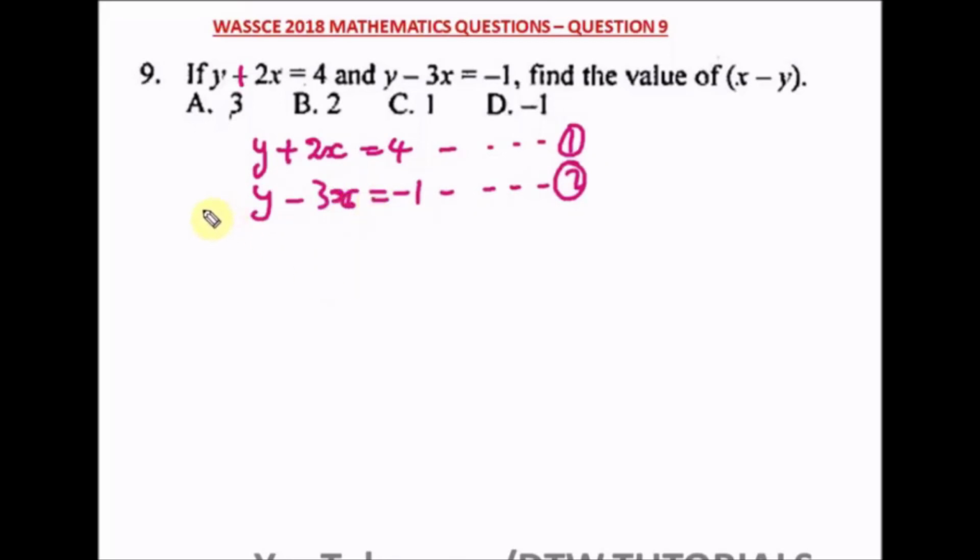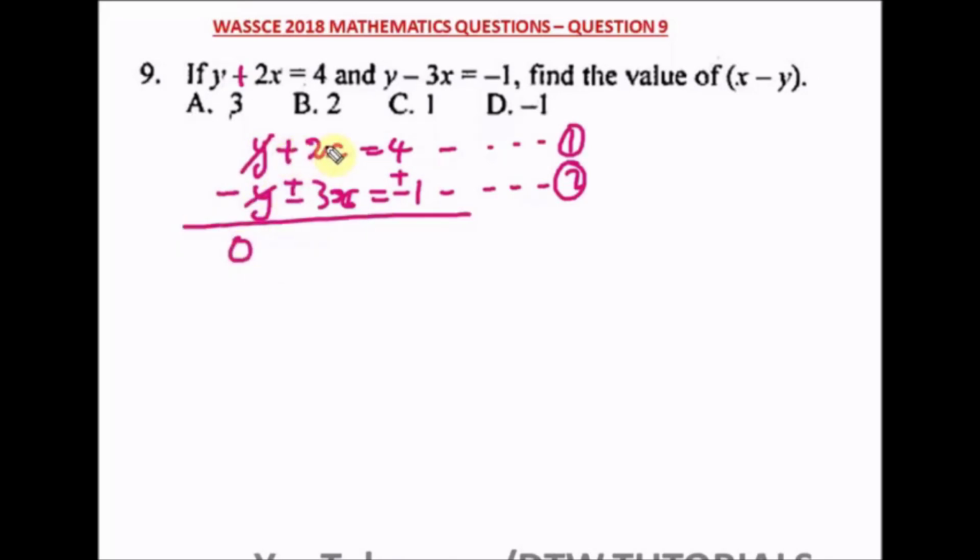Alright. So from here, let us use the elimination method. To eliminate y here, we can introduce a negative sign. When we introduce this negative sign, it will affect every sign on equation 2. So this negative times this negative will become a positive, and negative times this negative here will become a positive. So here we have y minus y, which will give us 0. Okay? So we have a 0 here.